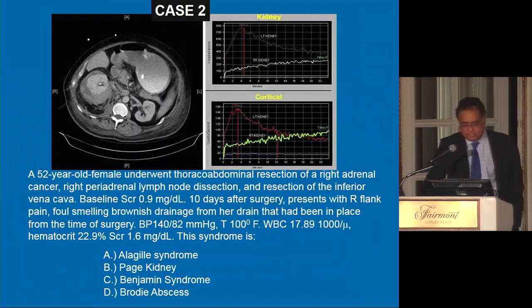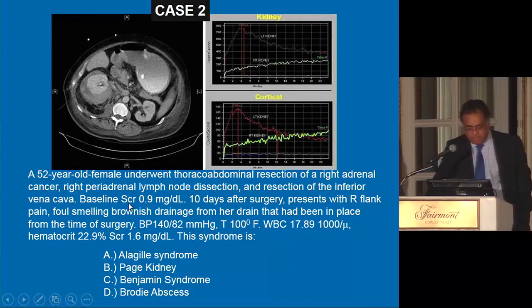Okay, case number 2. This is a patient of mine. This is a 52-year-old woman who underwent thoracoabdominal resection of a right adrenal cancer, a right periadrenal lymph node dissection, and resection of the inferior vena cava. Her baseline creatinine was 0.9 milligram per deciliter.